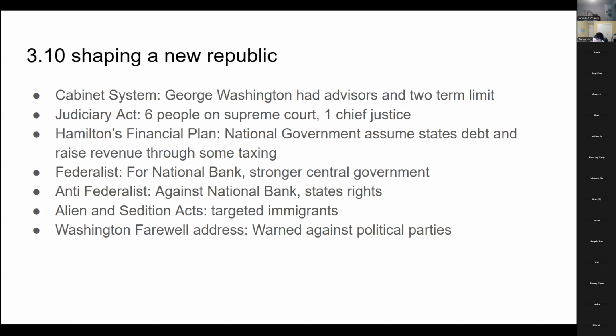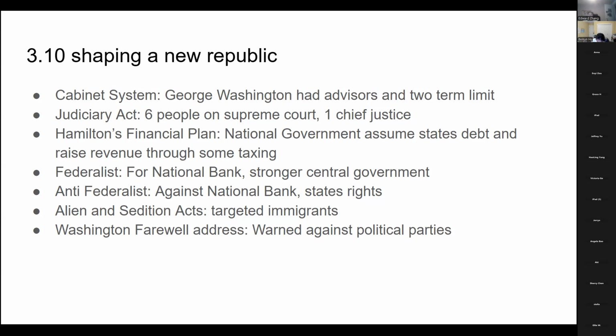Whereas the Anti-Federalists were against the national bank because they believed that it infringed states' rights and took away too many. It would be government encroachment. They didn't want a repeat of why they wanted independence in the first place. So they didn't want to make those mistakes of the monarchy. And then under John Adams, the Alien and Sedition Acts were signed, and these acts were the first form of restrictions against people, and they kind of just targeted immigrants.